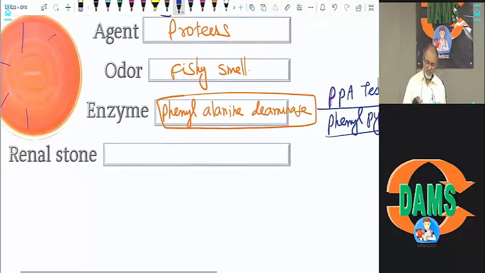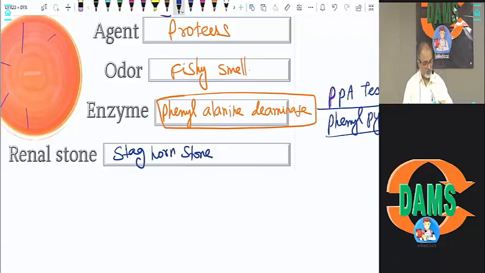Next is renal stone. Very good. Staghorn stone or struvite stone. Fantastic. Staghorn stone, struvite stone.